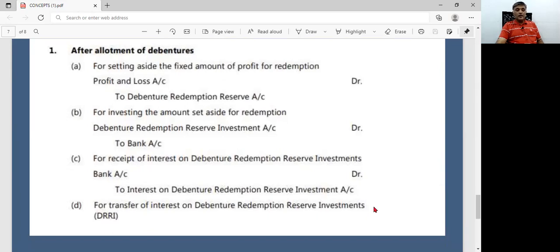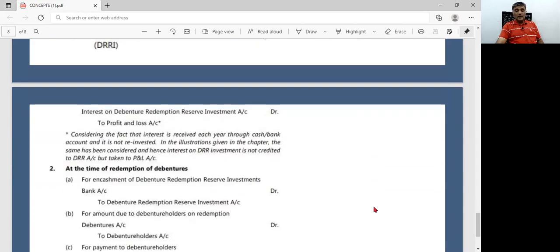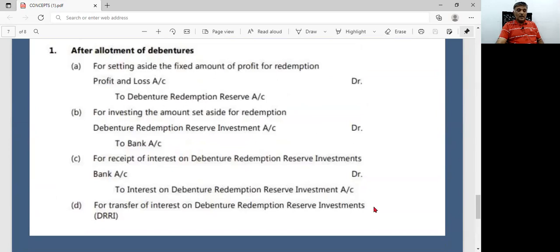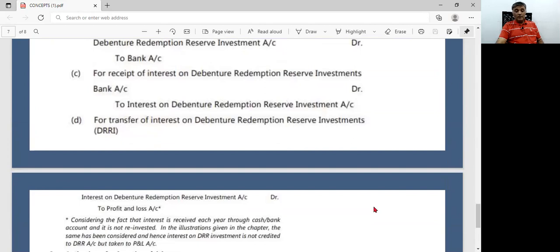Now, once you make an investment, you will receive interest on that. So we'll say bank account debit to interest on DRRI. You receive the interest, and this DRRI interest is taken to the P&L account. That is very important because this is not getting reinvested elsewhere. So we will take it to the P&L account and not to the DRR account, because we are not going to reinvest this interest. If we reinvest, then it's a different story. But we are not going to reinvest, so we will take it to the P&L account.